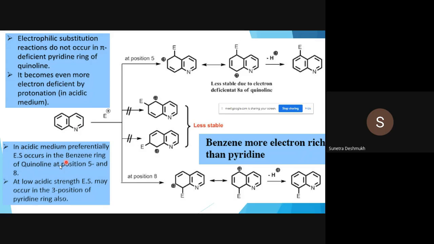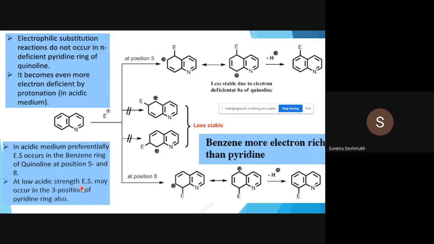Next one, in acidic medium, preferentially electrophilic substitution occurs in the benzene ring. Okay, so for the electrophilic substitution reaction in the benzenoid ring of quinoline, we need a highly acidic medium. Under highly acidic conditions, quinoline gets electrophilic substitution at the fifth and eighth position. Okay, so these two positions, fifth and eighth, are susceptible to electrophilic substitution reaction in quinoline. So here I have given that benzene is more electron rich than pyridine. So that's why the electrophile will try to go to the benzene ring, the benzenoid ring.